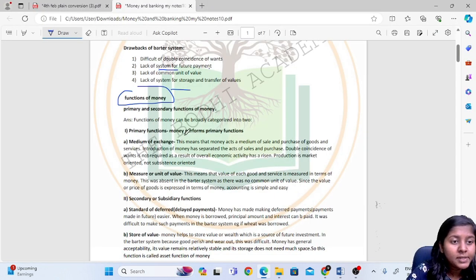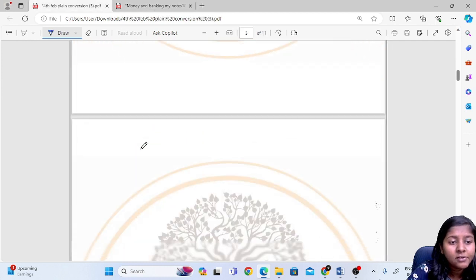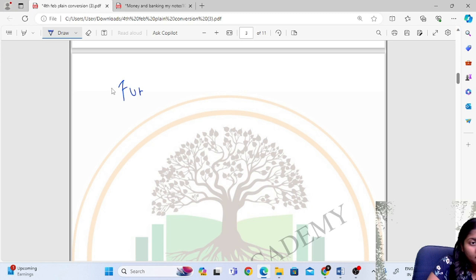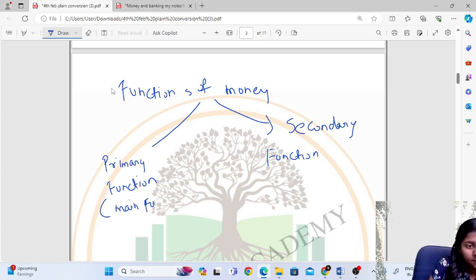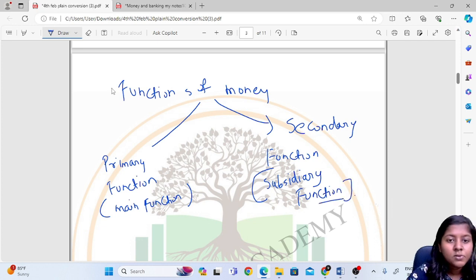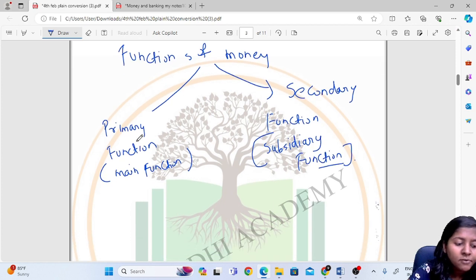Which are the different functions of money? The functions are divided into primary functions and secondary functions. The primary function is the main function, and the secondary function is a subsidiary function.